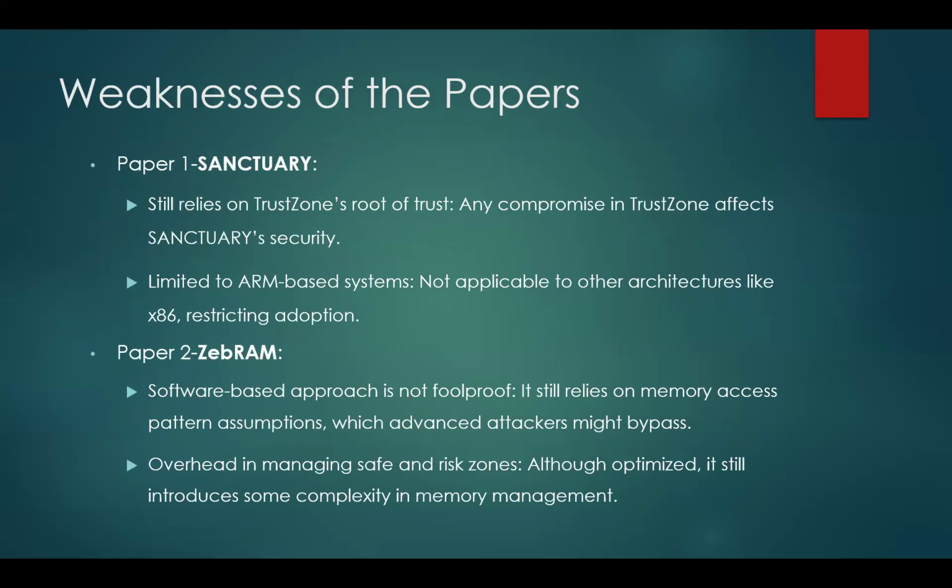Now let's discuss the weaknesses of the papers. The weaknesses of paper 1, Century, are as follows. First, it still relies on TrustZone's root of trust. Any compromise in TrustZone affects Century's security as well. The second flaw is that it is limited to only ARM-based systems. So it is not applicable to other architectures like x86, which in turn restricts its adoption.